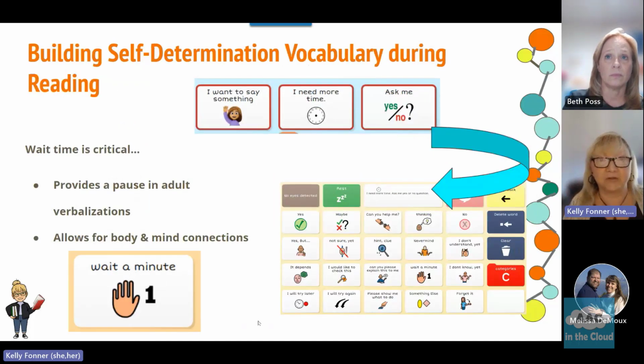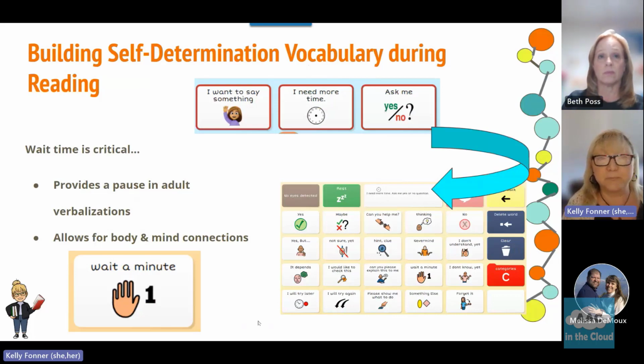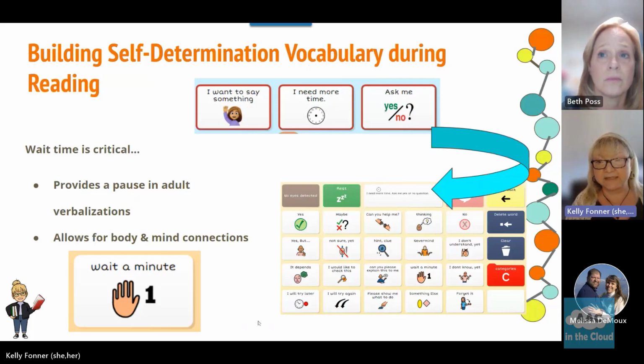The other thing, in that connection with AAC and reading, is empowering our students to be a part of the discussion, not just question responders. And so these are some screenshots from a student of mine that you're going to see in a video a little bit later. And we've really spent this entire school year building her self-determination. She's a 5th grader with complex communication needs. She heavily relies upon low-tech and high-tech systems.